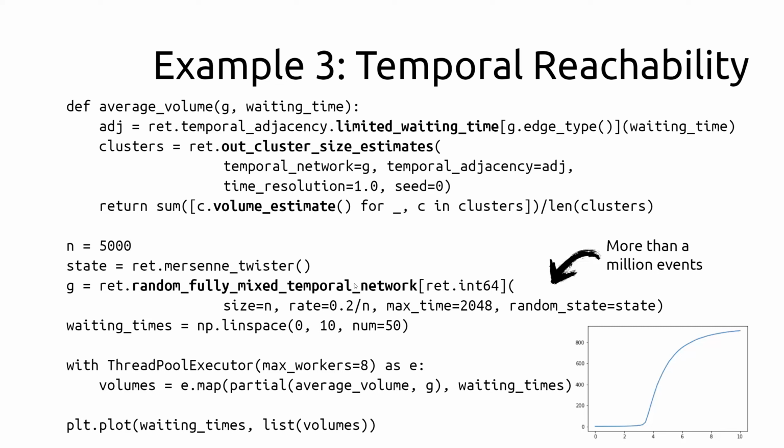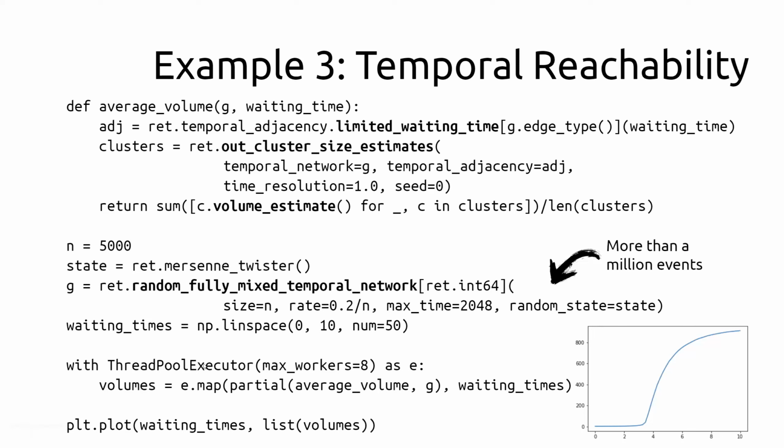So again, going back to this, we want to calculate the average volume, or the average number of nodes that get sick, starting from every node and every point in time as a starting point. Let's say this is our network. We generated it using this random network function. This has about 1 million events. And then for each different value of this waiting time, we run this function. You can see that the network is defined outside of this function, and we're passing it in here.